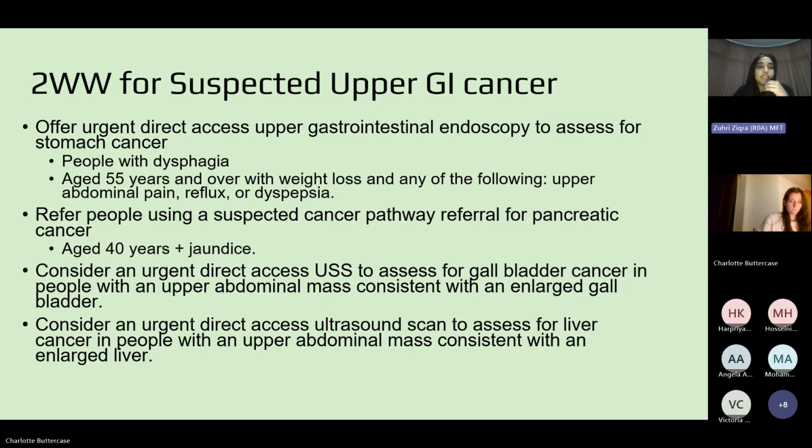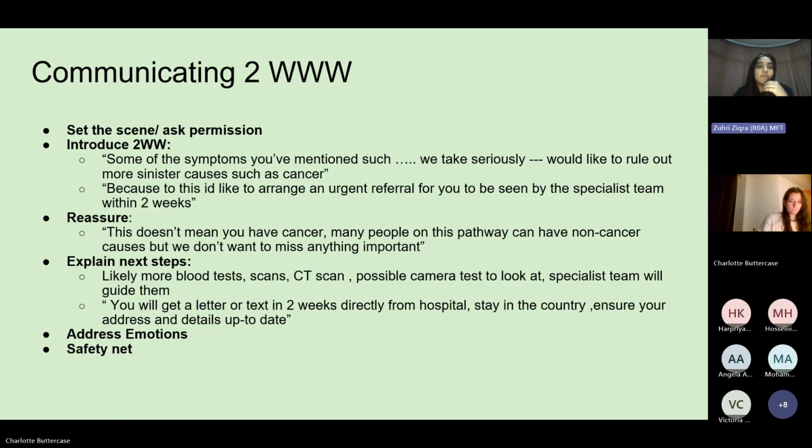In terms of communicating it, I'm sure everyone did very well, but the main thing is tell them what you're going to do next, set up the scene, get a bit of permission from them. So you can say, some of the symptoms you mentioned, we do take quite seriously. We'd like to rule out a more sinister cause, such as cancer, for example.